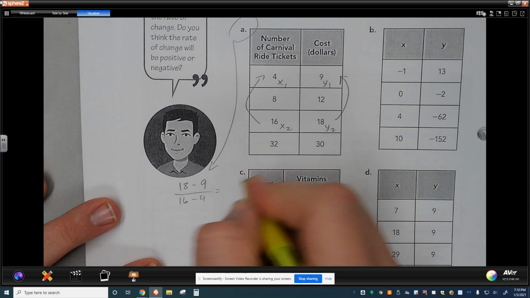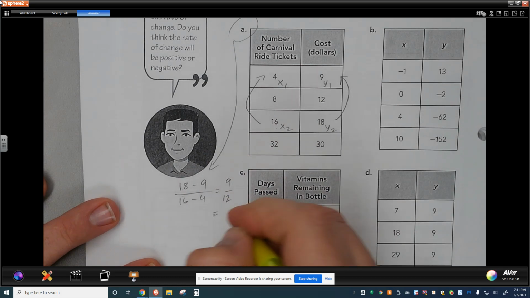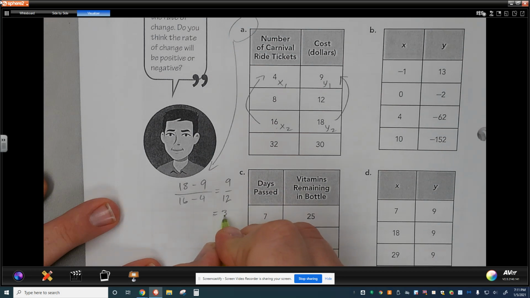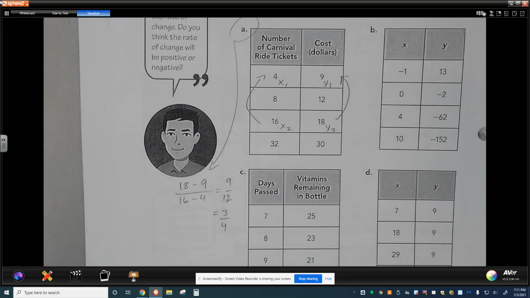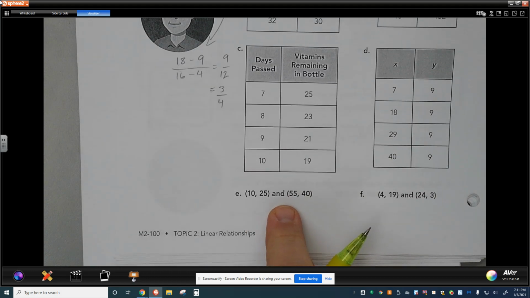16 minus 4. And I go 18 minus 9 is 9. 16 minus 4 is 12. And I have 9 twelfths, which simplifies down. Divide that by 3 and that by 3. That's going to be 3/4 for my slope. Cool. Let's go ahead and go down here to this one.